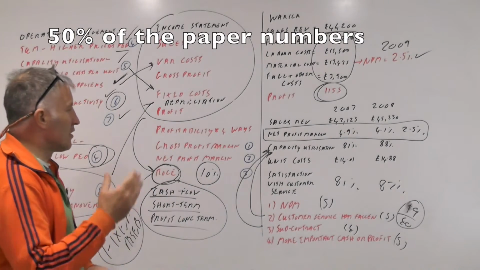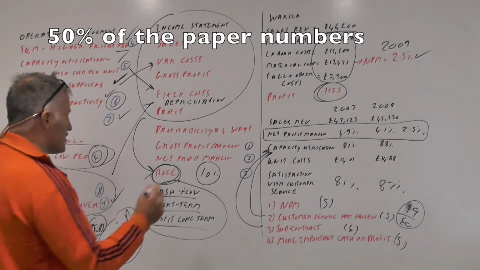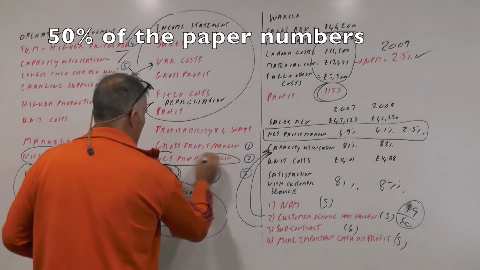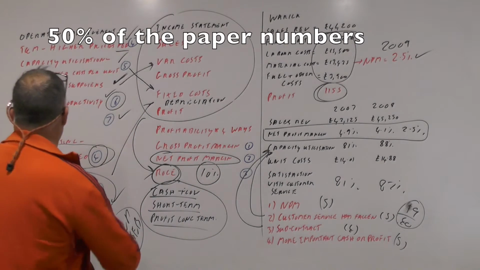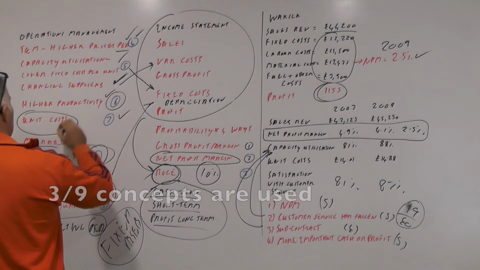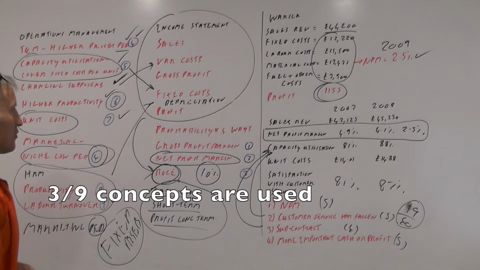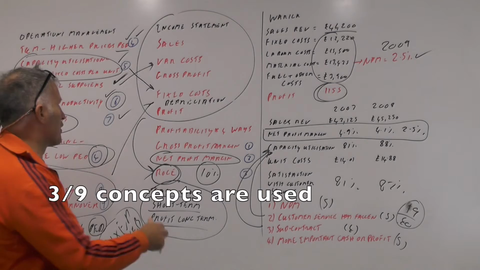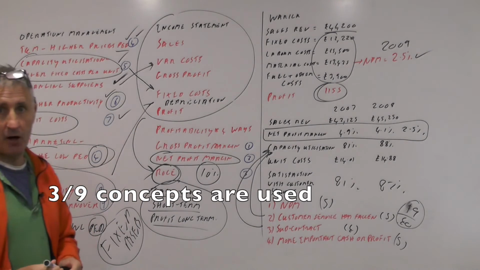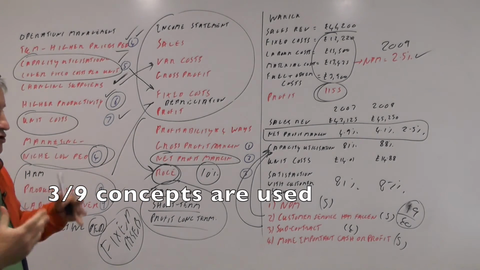So how many numbers have we used? Well, on this paper, we've used net profit margin, number one. Unit costs have also appeared. The concept of capacity utilization has also appeared. So we've got three of the nine ideas on there, as well, of course, profit as well. Okay, so that's unit 2 as a whole.